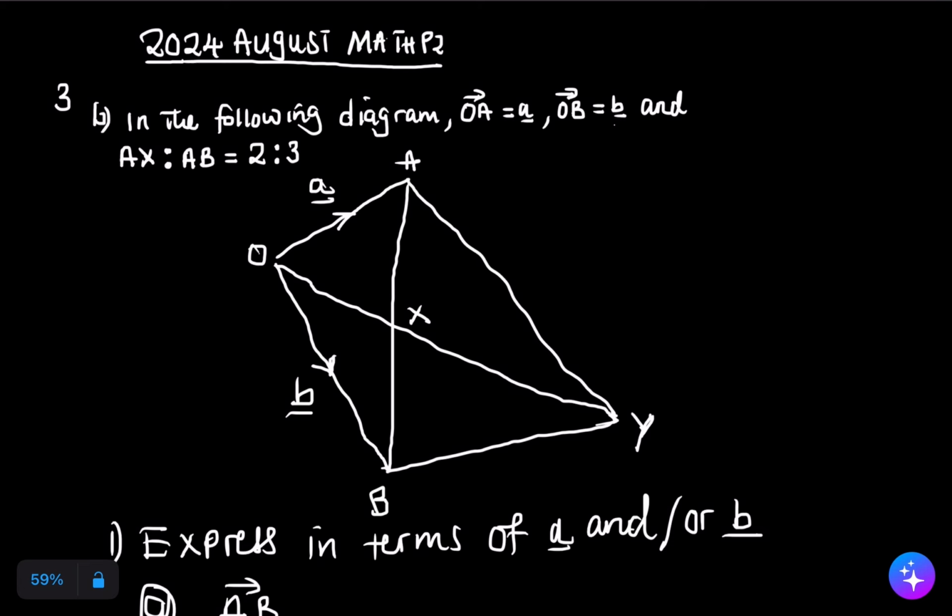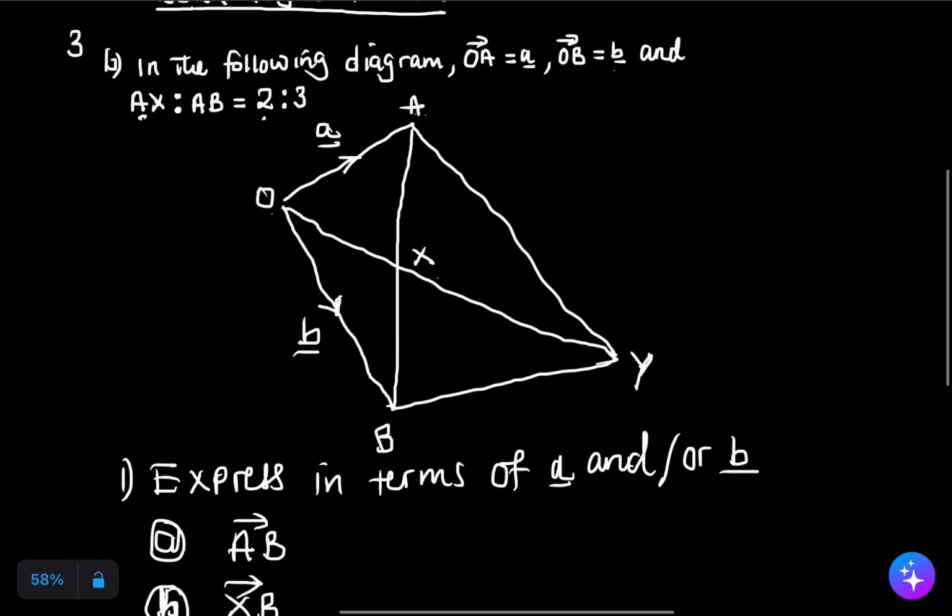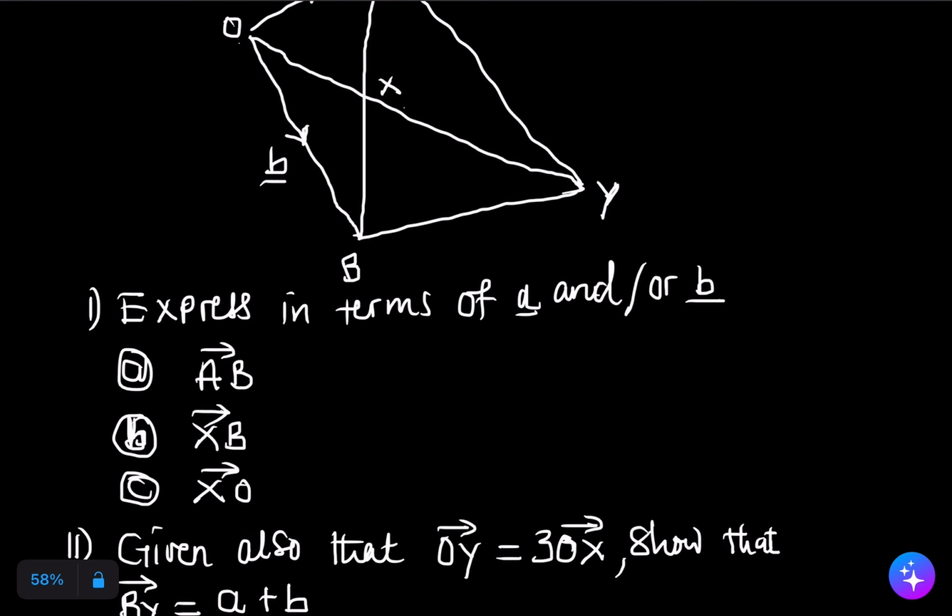So AX, what does it mean? It means from this point A to X, we are given 2. Then for A to B in full, we are given 3. That's what these ratios are. We are given vectors moving on the path: OA is vector A, and O to B is vector B. Then the examiner went on to ask some questions. Express in terms of A and B, AB.